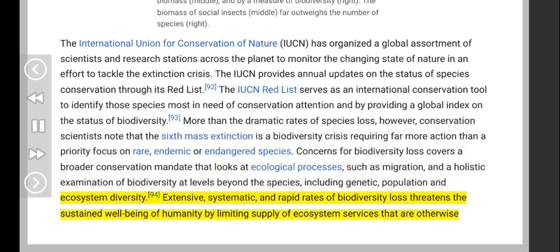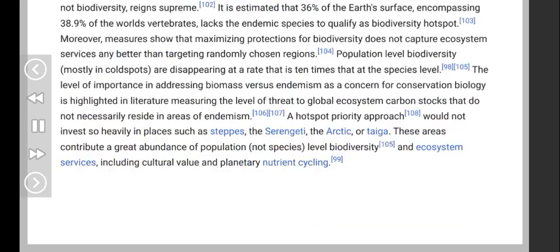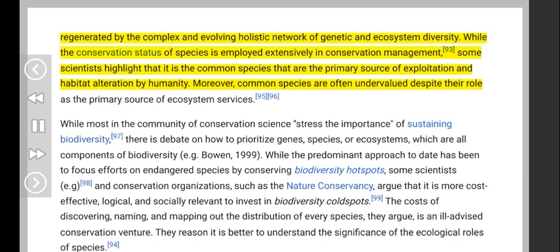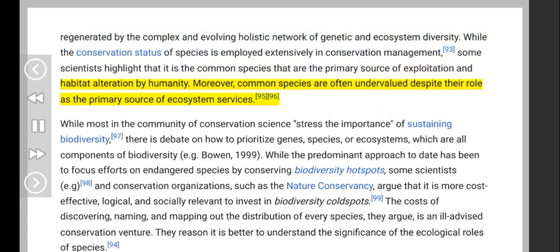Extensive, systematic, and rapid rates of biodiversity loss threatens the sustained well-being of humanity by limiting supply of ecosystem services that are otherwise regenerated by the complex and evolving holistic network of genetic and ecosystem diversity. While the conservation status of species is employed extensively in conservation management, some scientists highlight that it is the common species that are the primary source of exploitation and habitat alteration by humanity. Moreover, common species are often undervalued despite their role as the primary source of ecosystem services.